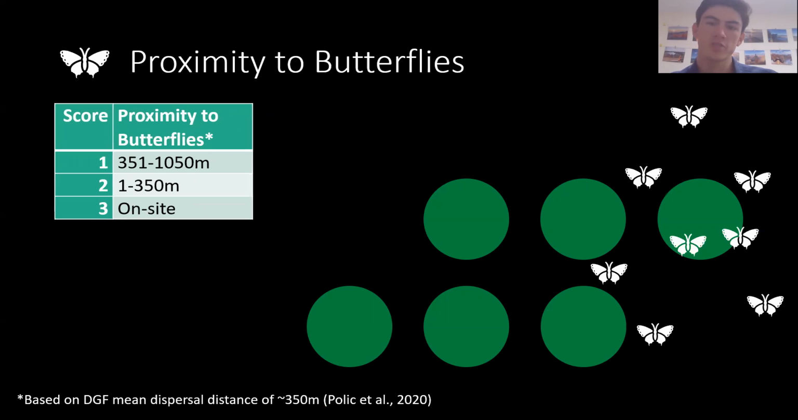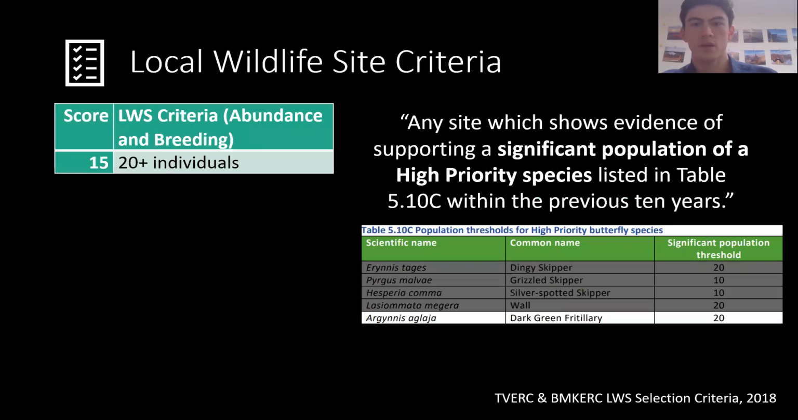Next, I prioritized patches with dark green fritillary records from the past 10 years. So as you can see here, I gave more points to patches with butterflies on site or within dispersal range. Finally, I gave extremely high weight to areas that met TVERC's local wildlife site selection criteria. In this case, that was any patch with a single record of 20 or more dark green fritillary individuals.